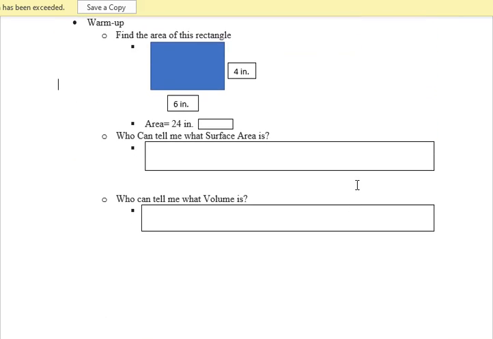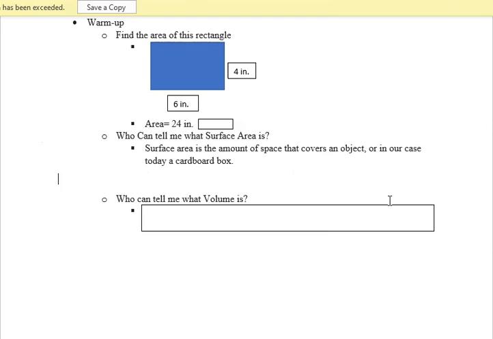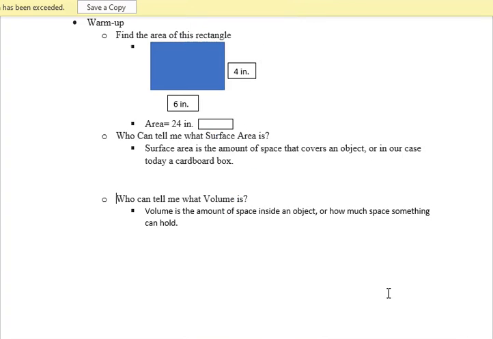So who can tell me what surface area is? Surface area is the amount of space that covers an object, or in our case today, a cardboard box. Who can tell me what volume is? Volume is the amount of space inside an object, or how much space something can hold.